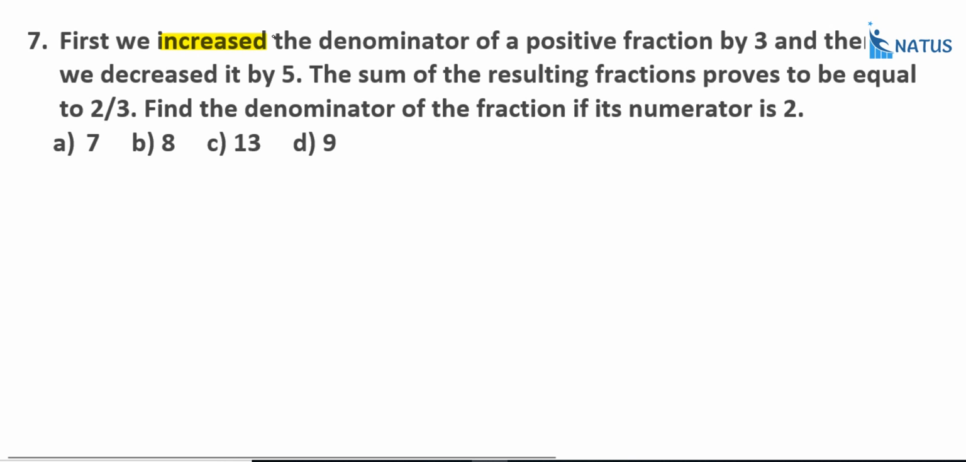First, we increased the denominator of a positive fraction by 3, and then we decreased it by 5. The sum of the resulting fractions proves to be equal to 2 by 3. Find the denominator of the fraction if its numerator is 2. Here we know that numerator is equal to 2. What we require is the denominator.